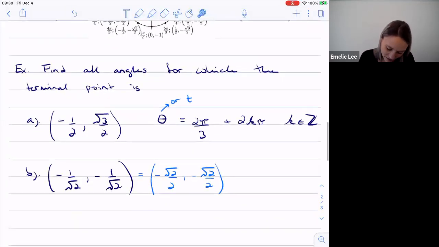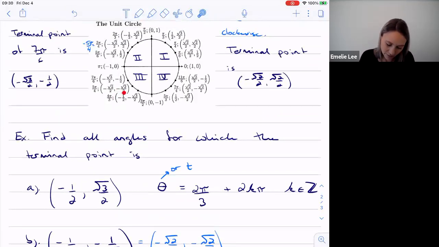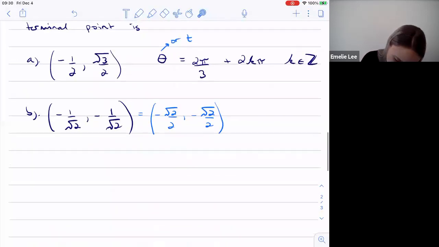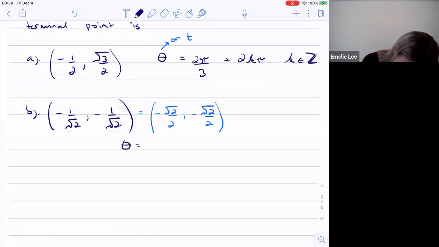So I'm looking at negative root 2 over 2, negative root 2 over 2. Looks like the angle is going to be 5 pi over 4. So 5 pi over 4 gives me that terminal point. And so here, theta is 5 pi over 4. But then in the same way, I can move multiples of 2 pi, either clockwise or counterclockwise. So plus 2k pi, where k is in the set of integers, Z. Kind of a fancy, bold Z.